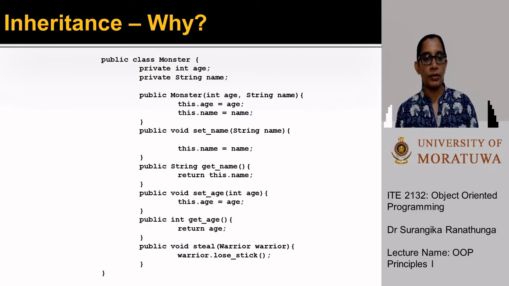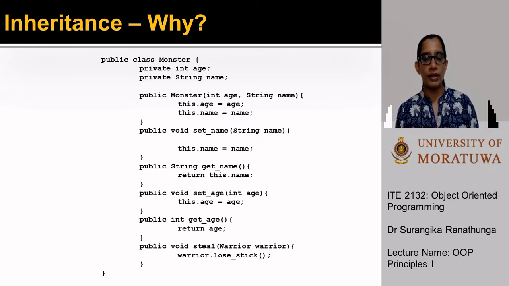The next most important object-oriented principle is inheritance. The other two principles, abstraction and polymorphism, depend on the concept of inheritance. To understand the importance of inheritance, let's look at this code.